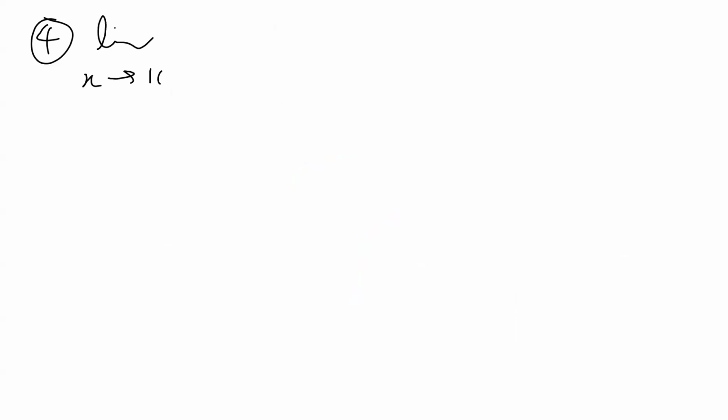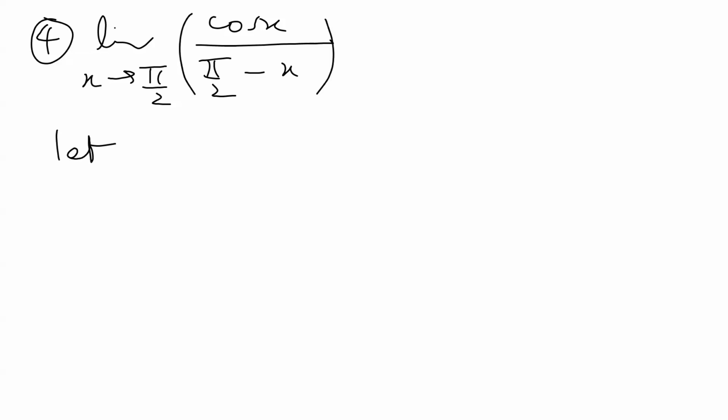Limit x approaching pi by 2, cos x upon pi by 2 minus x. Let x is equal to pi by 2 plus h. As x approaches pi by 2, h will approach 0.